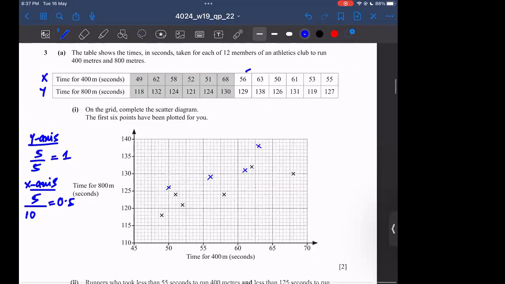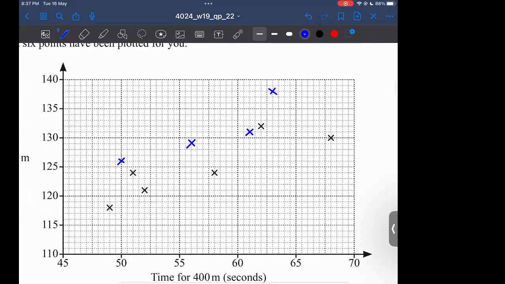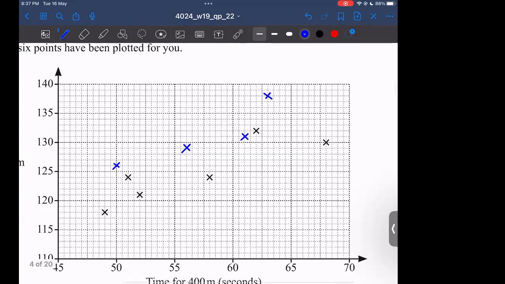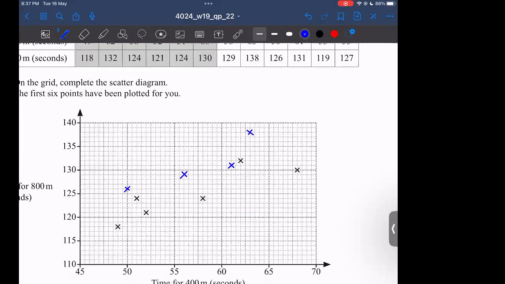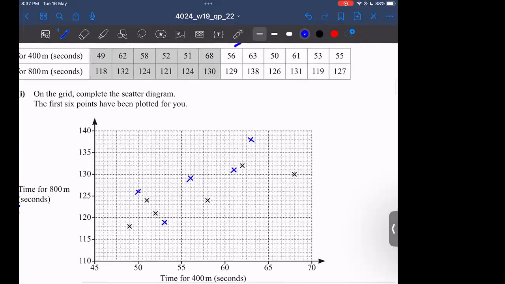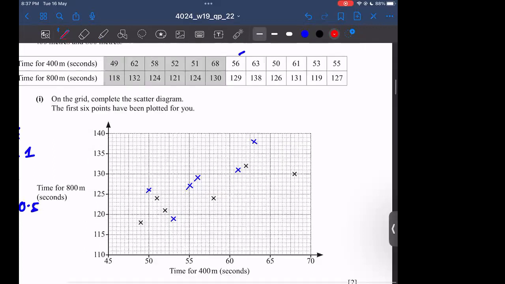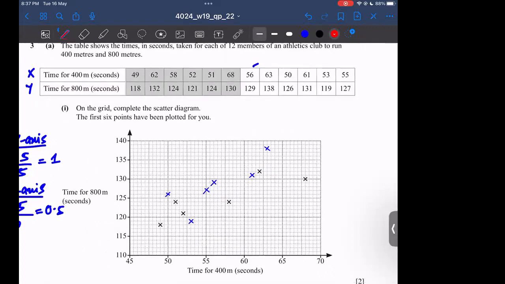53, 119. 53, 119. 55, 127. These are the points I've plotted. I believe so. All of them are, let me just check. 63. Yeah, all of them are right.